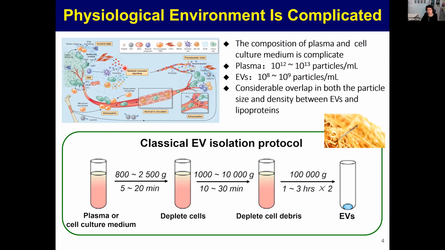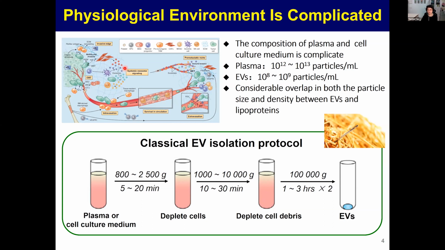And also the physiological environment in which the EVs present, such as plasma or the cell culture medium, is quite complicated. For example, in the plasma, the particle concentration could be 10 to the 12 to 10 to the 13 particles per milliliter. And for EVs, the concentration is only 10 to the 8 to 10 to the 9. So detecting single EVs in plasma is like finding a needle in a haystack.